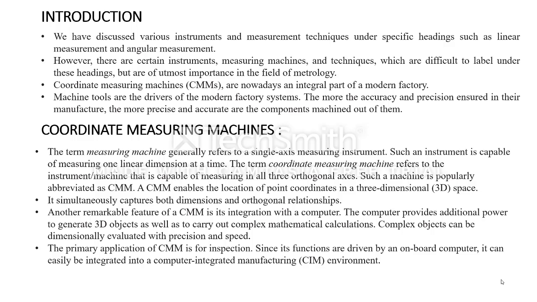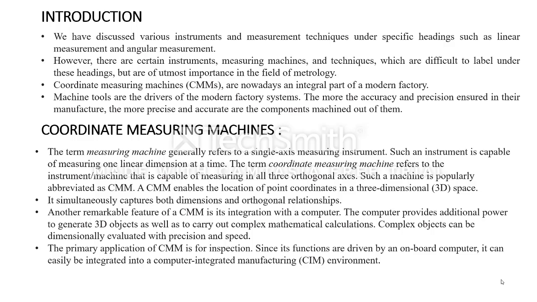Now coming to the coordinate measuring machine. Generally, a measuring machine of a single axis corresponds to linear measurement, right? Now if I want to measure linearly but in different directions, considering a coordinate system, which has three axes x, y, z, a single axis measuring instrument can't do the job I need. So I should have another machine or instrument which can measure in all three directions, which is nothing but the coordinate measuring machine.